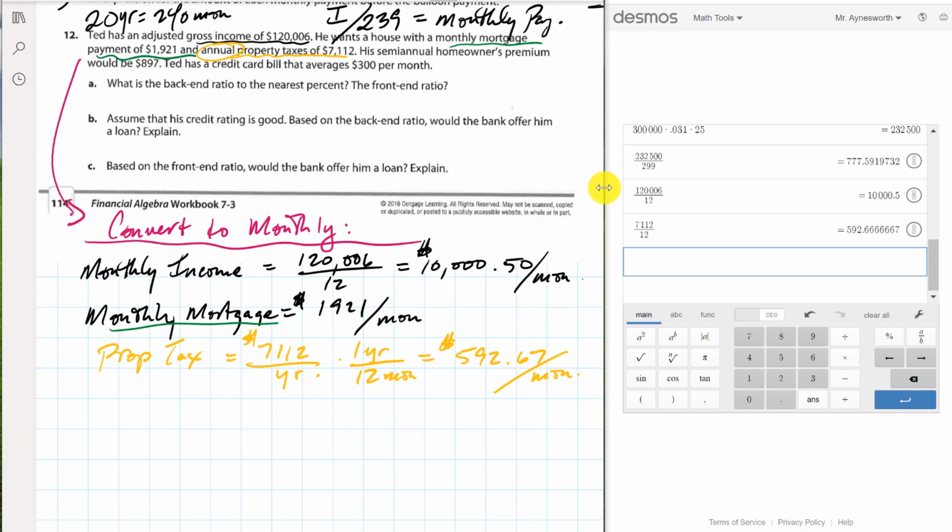And the next thing we want to do is to calculate the homeowner's premium per month. Now, on this one, you got to be careful here. It says semi-annual homeowner's premium would be $897. So homeowner's insurance premium. This is semi-annual, so every 6 months. So it's $897 semi-annually. We know that for every semi-annual period, there's 6 months.